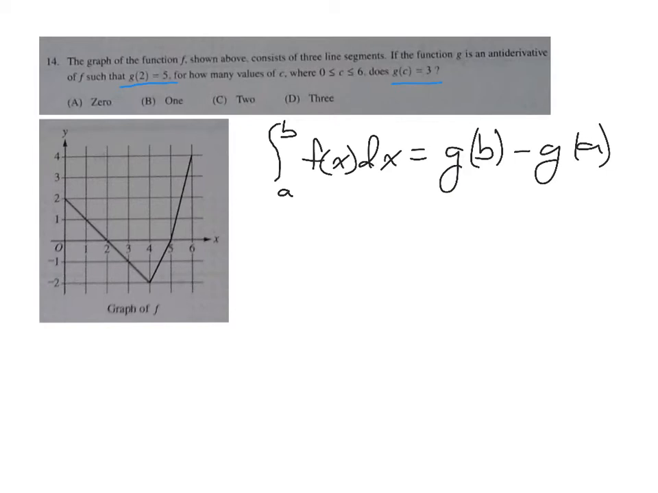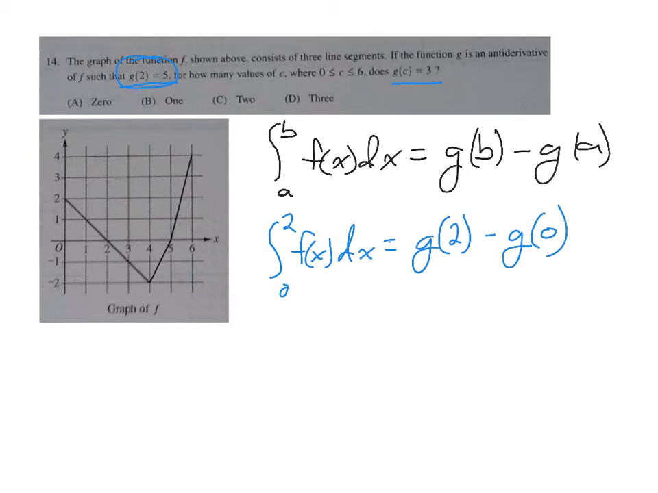So we're going to use that a number of times here, in fact 3 times. Now I'm going to break my graph up into 3 sections so that I can utilize this piece of information right here where g of 2 is equal to 5. So I'm going to start my integral by going from 0 to 2 of f of x dx. So that is going to give me g of 2 minus g of 0.